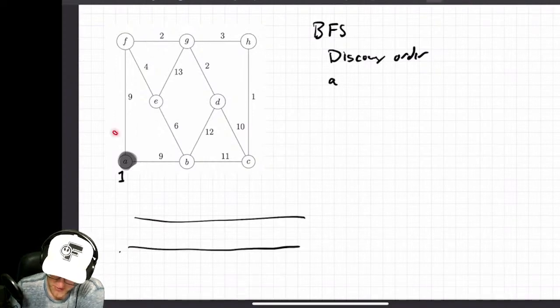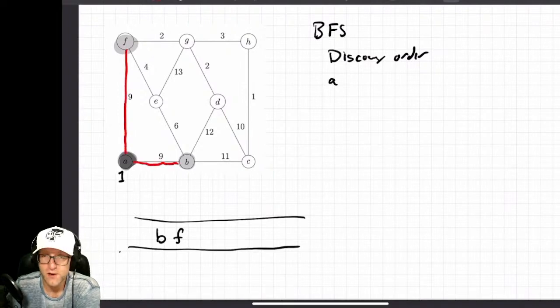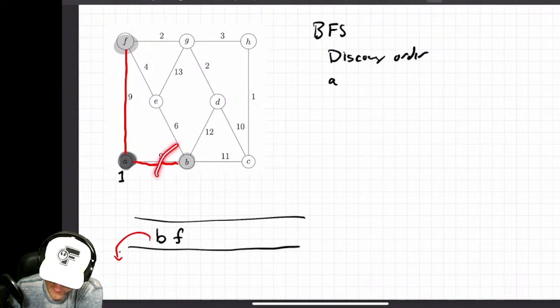I look at its neighborhood, which is B and F, and going in lexicographic order, B and F will be enqueued. They will end up with gray, and I'll go ahead and highlight the BFS forest here, the tree edges in the BFS forest as we're going along as well. I dequeue B, and I look at its neighborhood. You can process it before or after you've enqueued its neighbors. I'll go ahead and process it now.